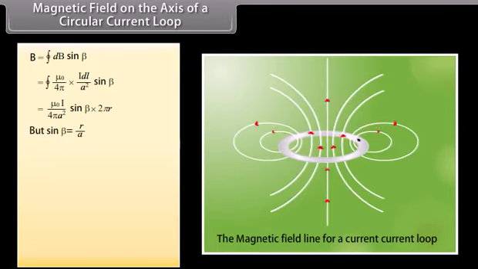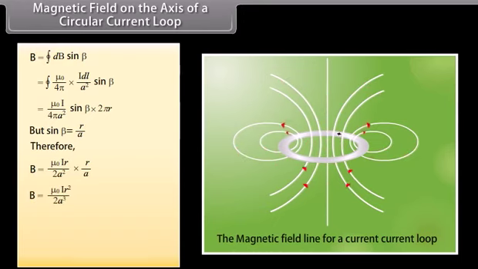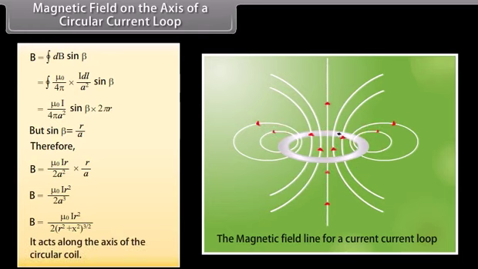But sine beta is equal to r upon a. Therefore, the total magnetic field at P is equal to mu naught I r square divided by 2a cube. We can also write this equation as mu naught I R square divided by 2 times (R square plus X square) within parentheses raised to the power 3 by 2. This magnetic field acts along the axis of the circular coil.